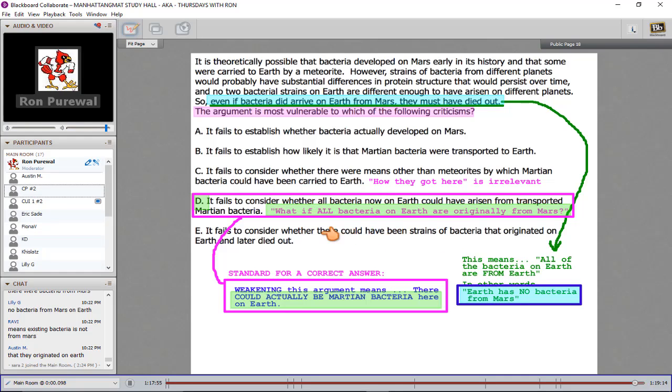And then E also, we're only talking about the bacteria that exist now, not the ones in the history of the early Earth. Not to mention that these would be originated on Earth, so it doesn't address this. Any questions? So this is D, like dog.